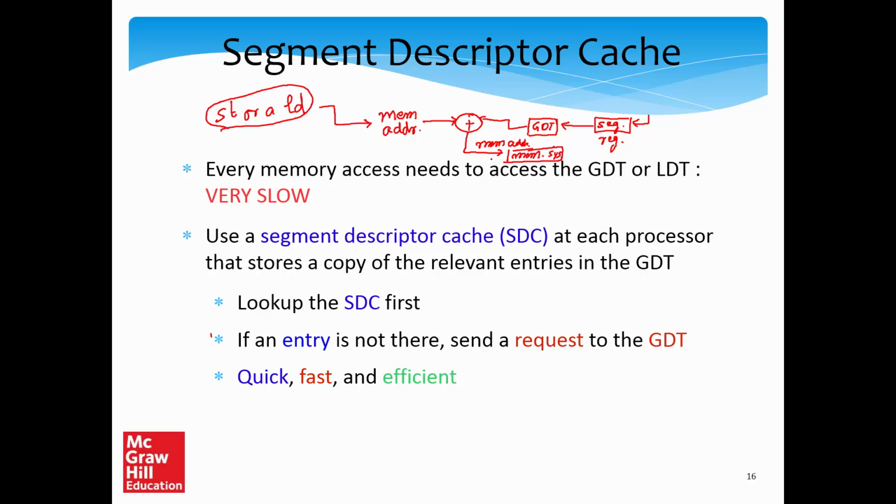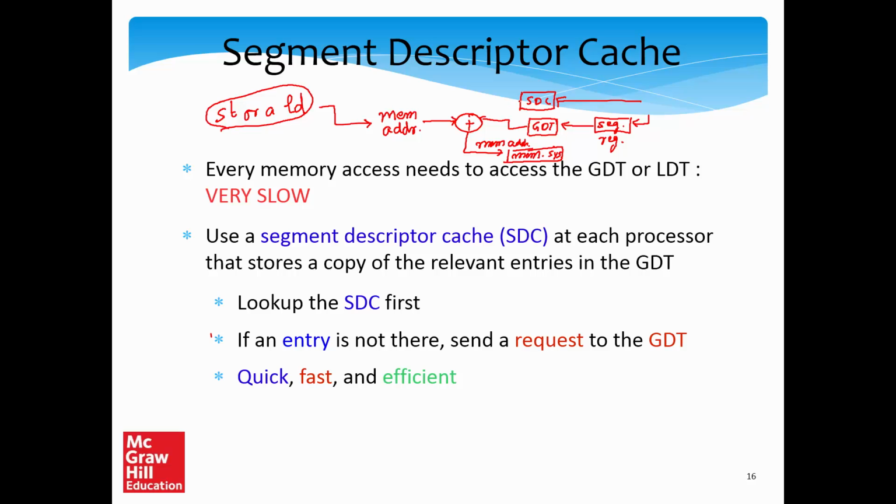So does it mean that for every memory access we need to access the GDT or LDT? That would make things very slow. So let us instead have the same mechanism but try to speed it up. Let's use a segment descriptor cache, an SDC, at each processor that stores a copy of the relevant entries in the GDT, which is, in everybody's opinion, a much faster route. So what we do is define a shortcut: a segment descriptor cache.